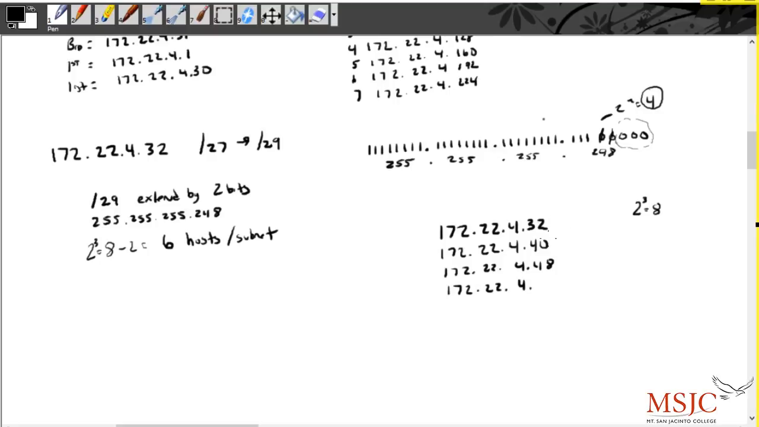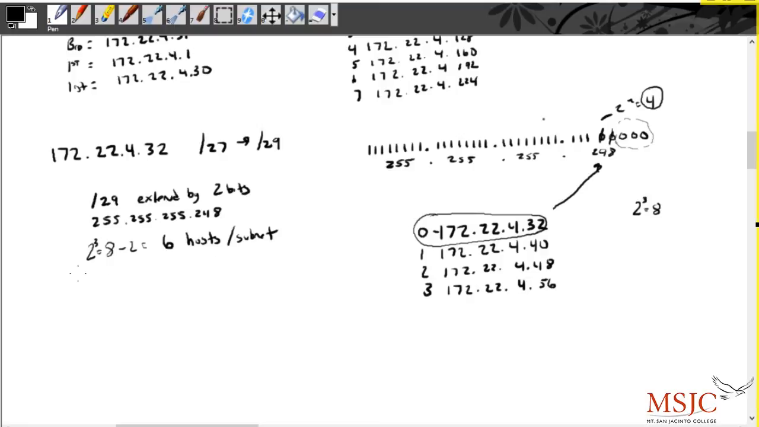32 plus 8 is 40. 40 plus 8 is 48. And 48 plus 8 is 56. These are the 4 subnets created by extending by 2 bits. This will be the 0 subnet, the 1, the 2, and the 3. We are going to use the 0 subnet because the instructions told us to always use the 0 subnet.